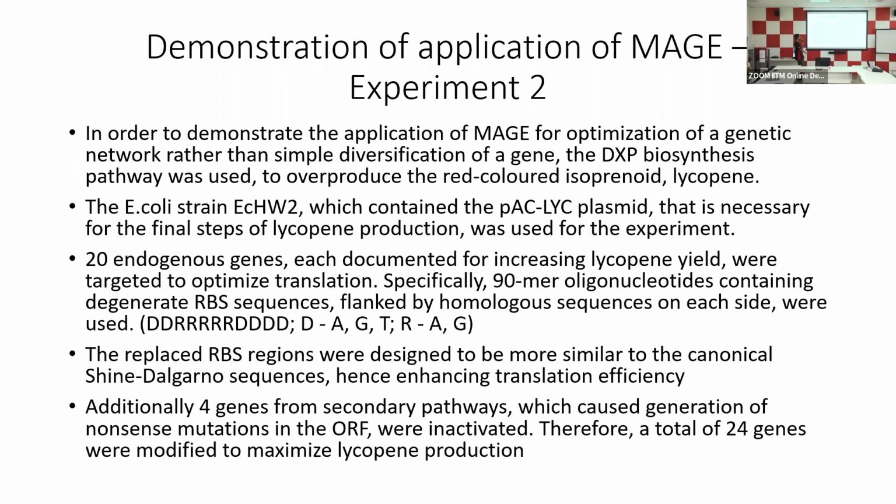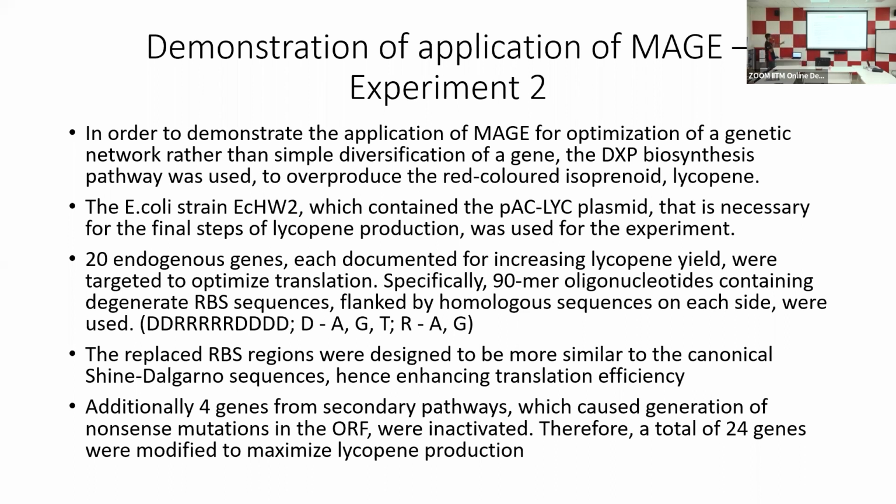Again, like I said, degenerate means they can have any of the bases in this consensus sequence. So D implies A, G and T can be there, and R implies A and G can be there. So these generate a number of possible sequences, and these are flanked by homologous sequences on each side. The replaced RBS regions were designed to be more similar to the canonical SD sequences, hence enhancing translation efficiency.